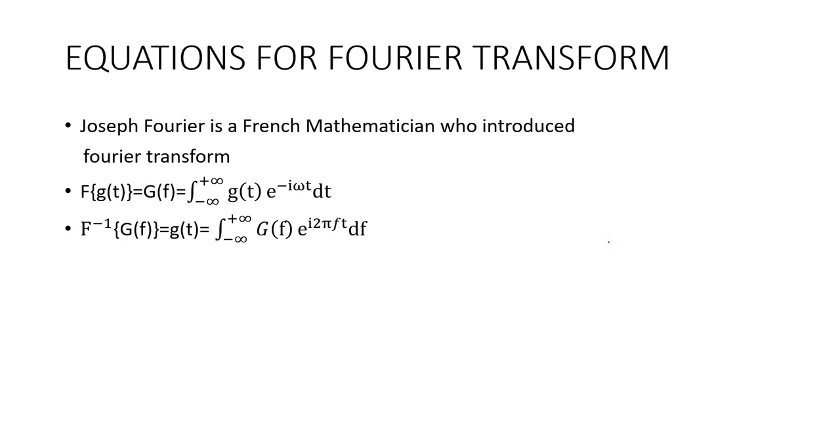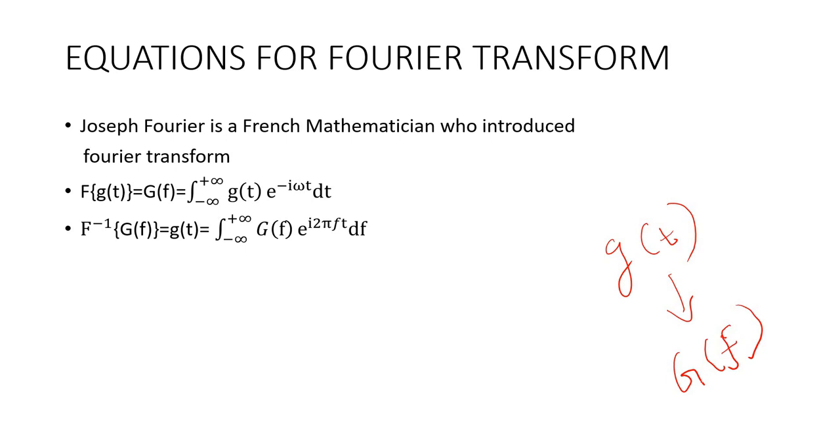Let us take a function. See, this is our function g of t. The Fourier transform of that function g of t, I am taking it as capital G of f, because it becomes a function of frequency. See, this is the important concept. You have a function g of t.